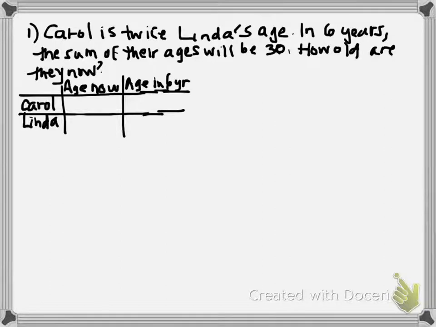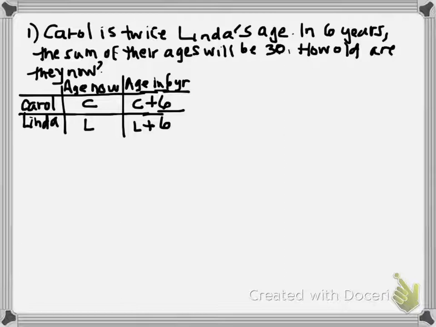Now, when I do this, I always pick variables that make sense to the unknowns. So Carol, I'm going to use a C, and Linda, I'm going to use an L. Now, if Carol is C now, how old will she be in 6 years? C plus 6. And Linda in 6 years will be L plus 6.